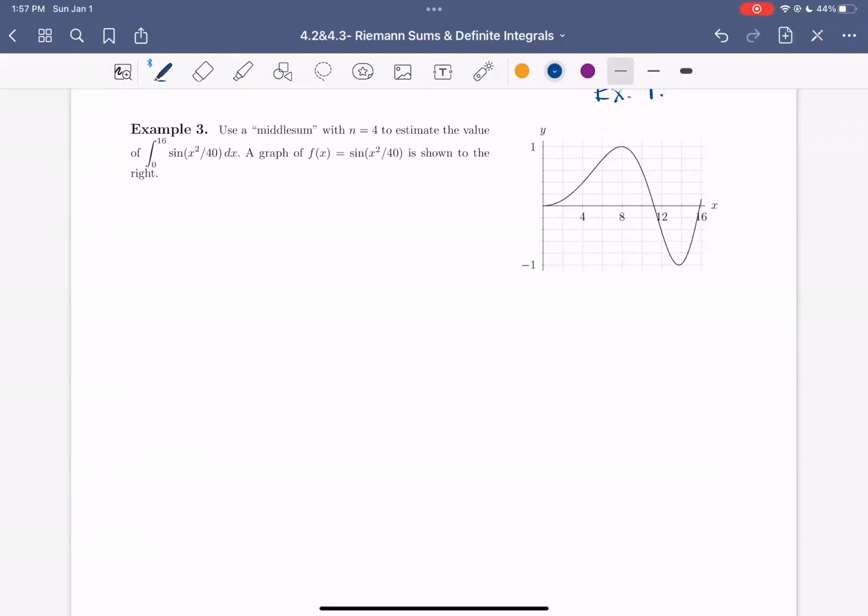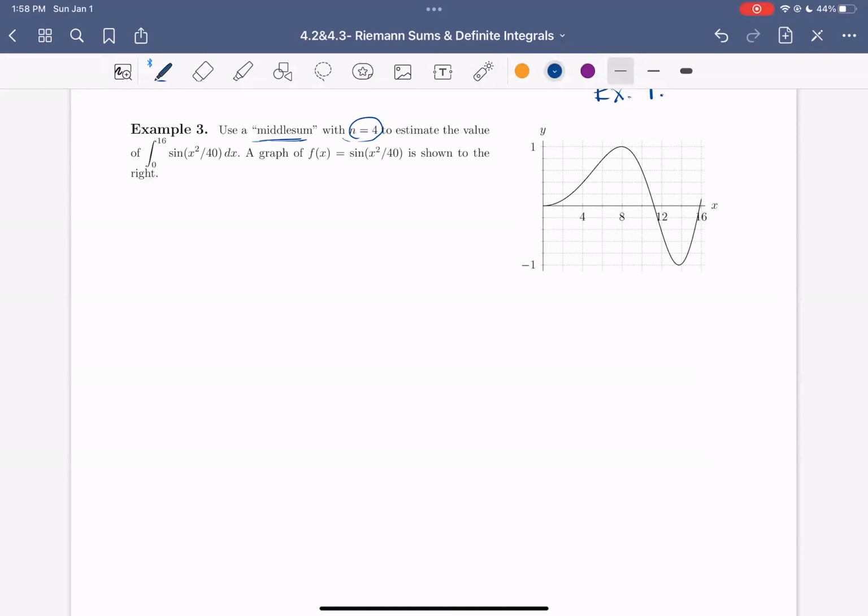In this video, we are going to look at example 3 of section 4.2 and 4.3 on the Riemann sums and definite integrals. In this example, we're asked to use a middle sum with 4 rectangles to estimate the value of the integral from 0 to 16 of sine of x squared over 40. We're told a graph of this function is shown on the right.